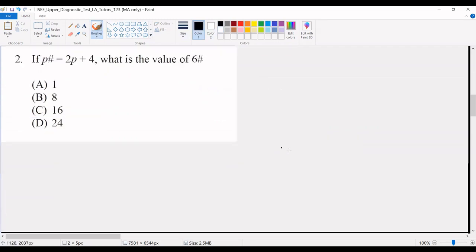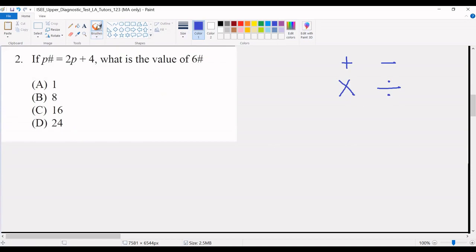Now continuing. All right. Number 2. So we understand that this symbol here represents addition. This symbol here represents subtraction. And a cross symbol represents multiplication of two numbers. And a line with 2 little dots on top represents division.